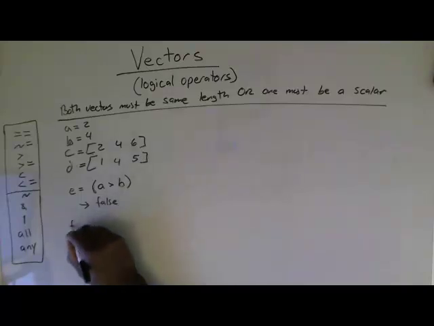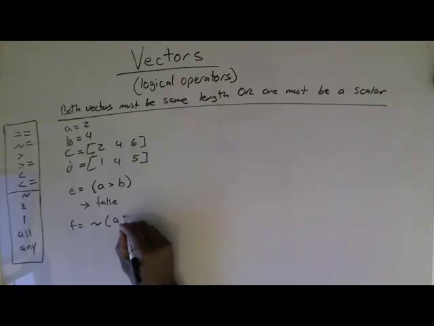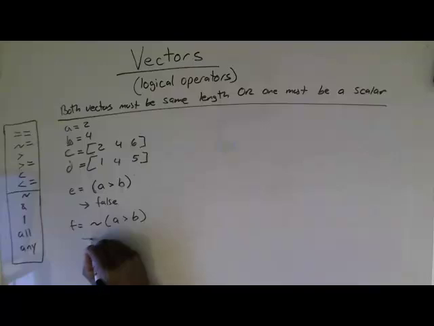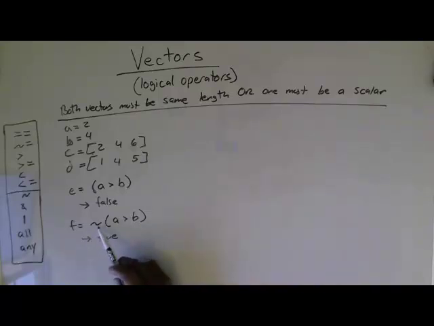But if I did F equals not, which is negation of A greater than B, then this part is false, but the not is going to turn the false to a true, so F is actually going to be true. So whenever you see this not, it's almost like the negative in math. Whenever you see this not in front of something, if it was true, it turns it false. If it was false, it turns it true. So that's the tilde or the not operator at work there. Okay.